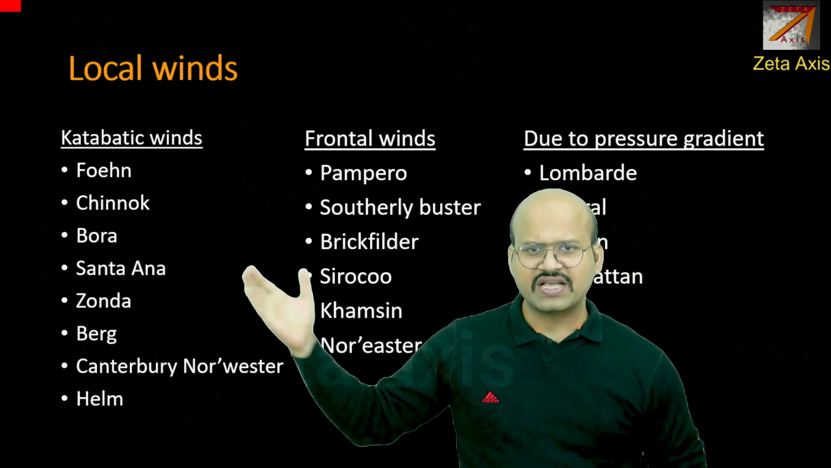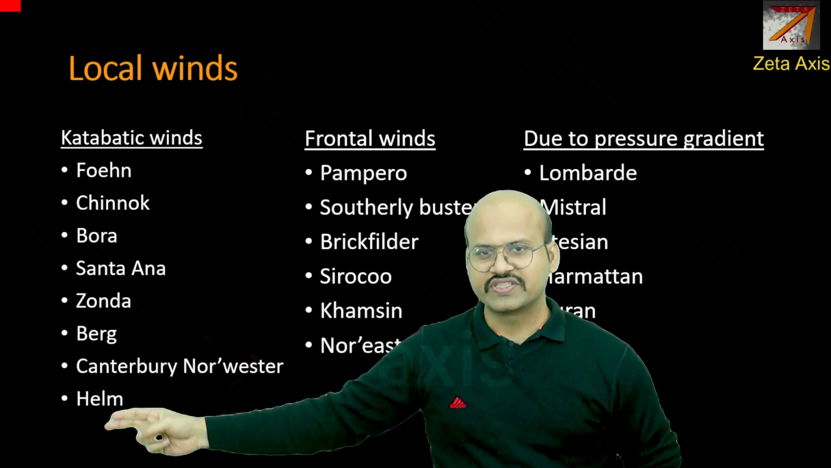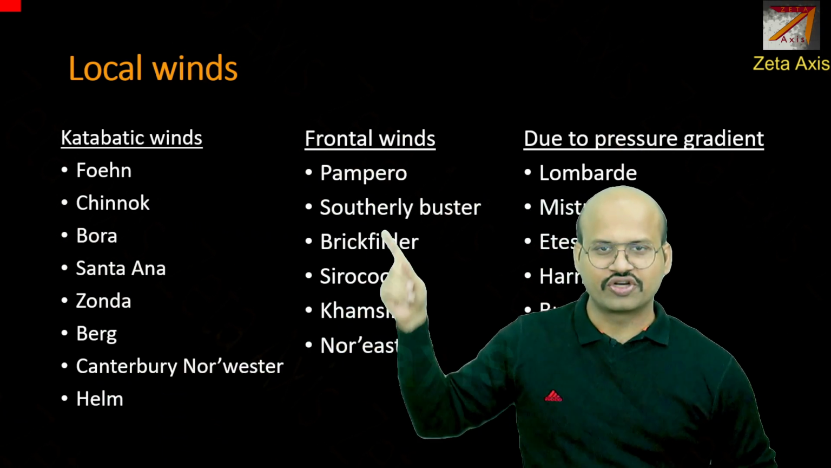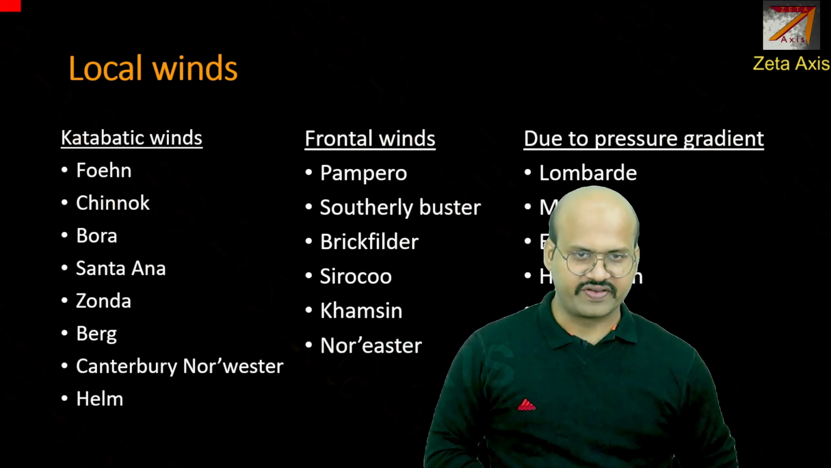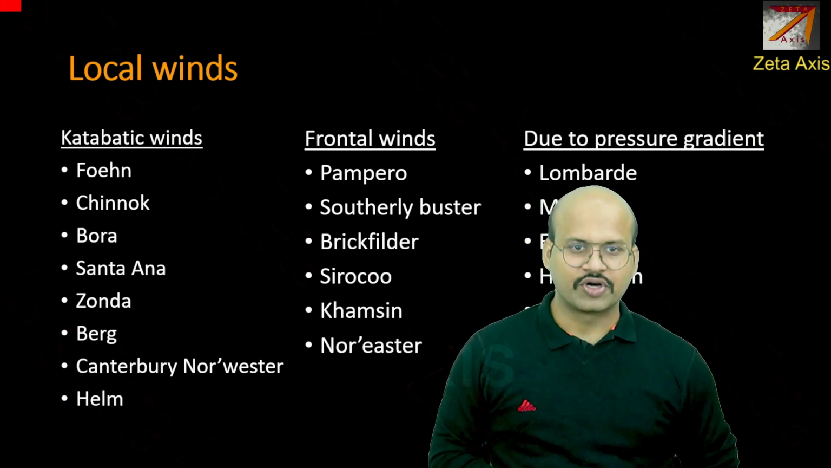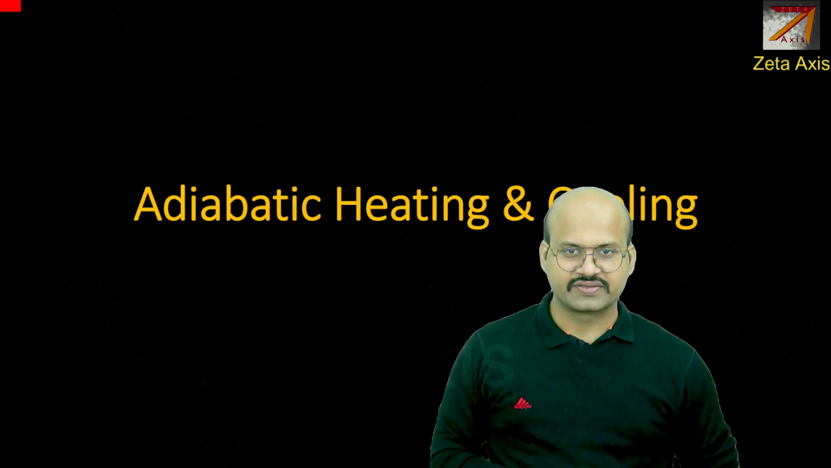This is the basic classification of these local winds. These are the local winds which are mainly catabatic winds. Here we see the local winds which are created due to fronts, and here are some which are created only by pressure gradient variations. We will discuss each of them in detail in upcoming videos, but today we will focus on the two most important local winds.